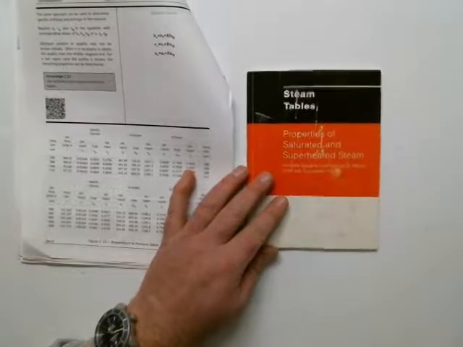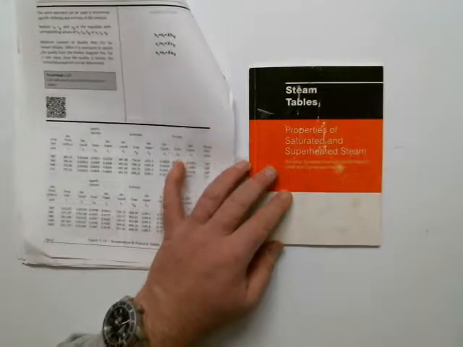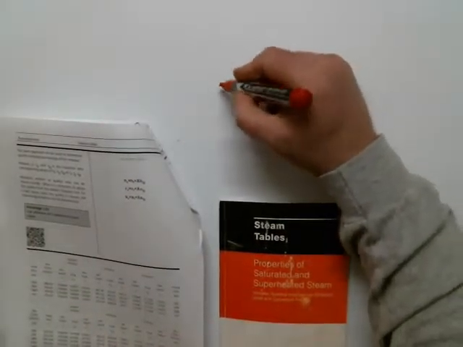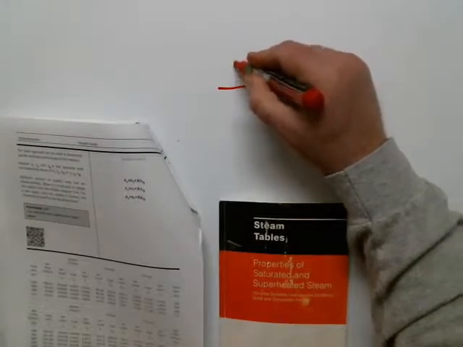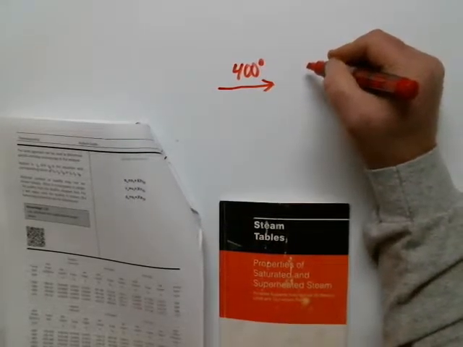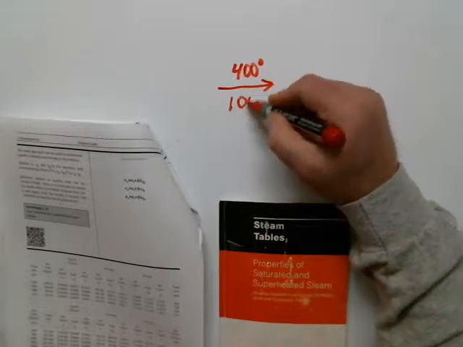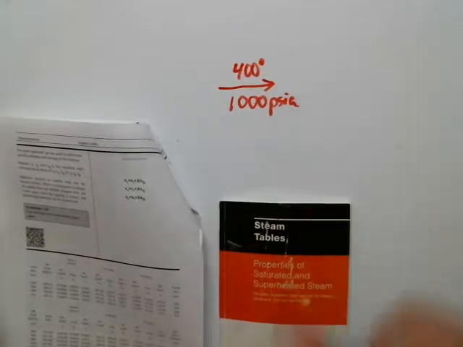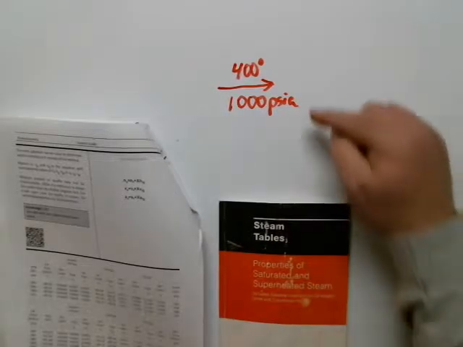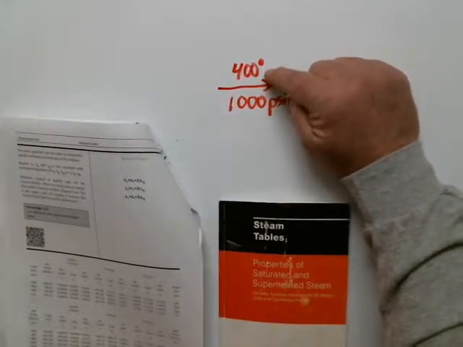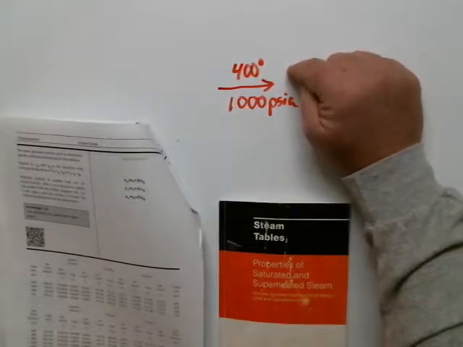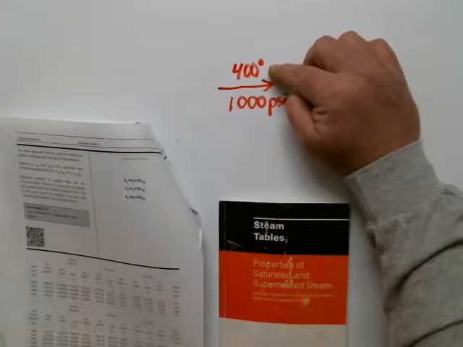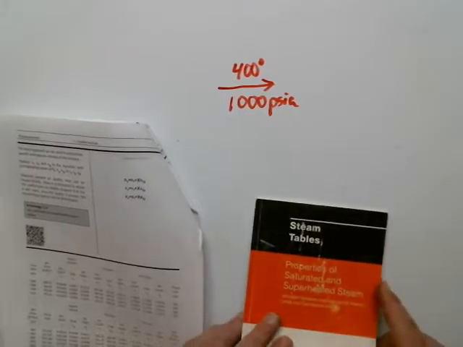All right, so we've got to get used to using the tables. And what if I said that you had water that existed at 400 degrees and the pressure was 1,000 psi-A? Well, do you know if that water is saturated right now? If I added energy to this water, would it go to 401, or is it already saturated? Or is it potentially superheated? Well, let's see how the steam tables help us figure that out.